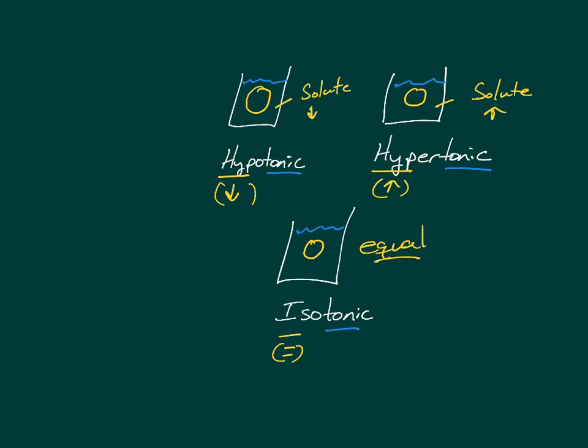So if the solute is low outside, what is the solute inside? High solute. If the solute is low outside, what's the water? Water's high outside. And if the solute's high inside, what's the water? Low water, right? So there are consequences to everything. And you could do that with all of it. If the solute's high outside, then the water is low outside.